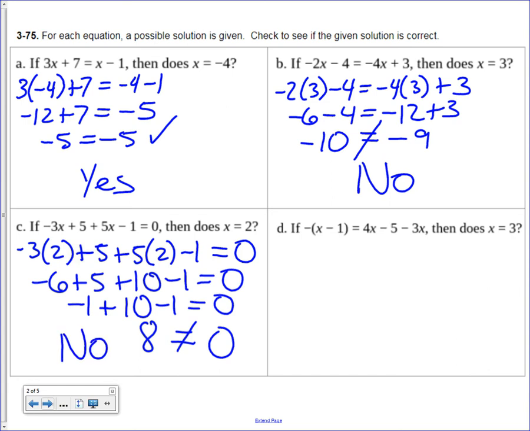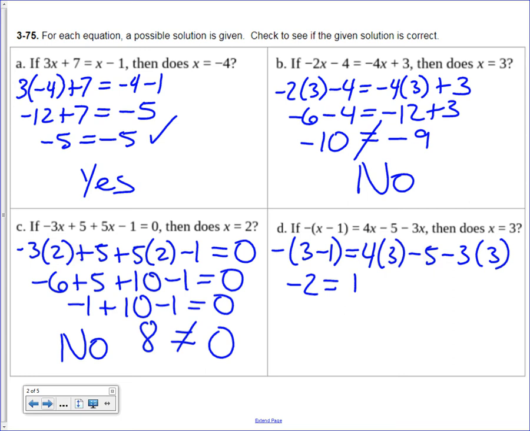And then D, I'm plugging in 3. So I get 3 minus 1 is 2, -2 on this side, equals 12 minus 5 minus 9. 12 minus 5 is 7. And then 7 minus 9 is -2. So this one is yes.